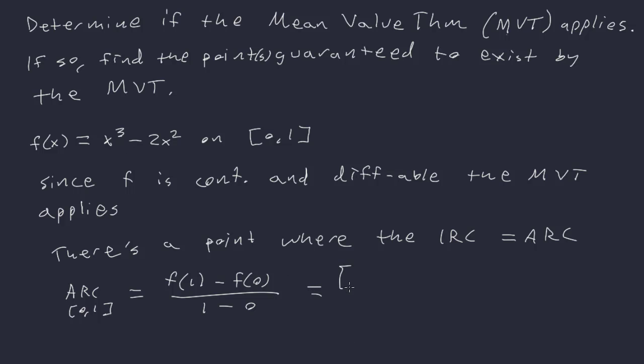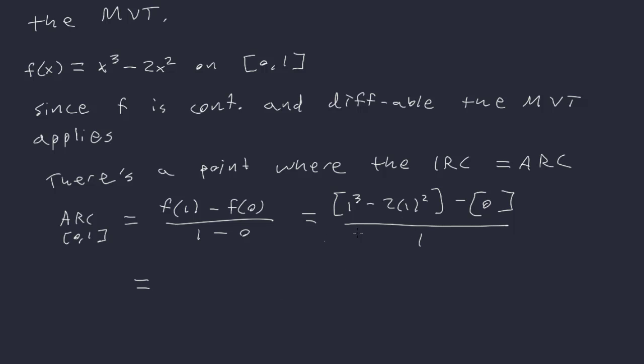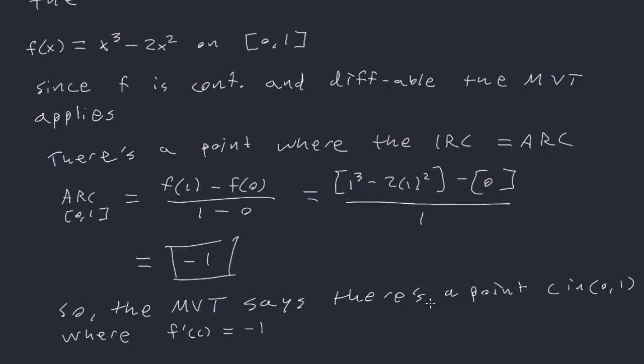Okay, so when we plug in the 1, that's going to be 1 cubed minus 2 times 1 squared. Then minus, well, plugging in 0, we just get 0. And this will be all over 1, so we can basically just ignore that. Then this comes out to just be 1 minus 2, which is negative 1. So the average rate of change over the interval is negative 1. So the mean value theorem says that there's a point C in the open interval 0 to 1 where f prime of C is equal to negative 1. So in other words, there's a point where the derivative is equal to negative 1, and there's at least one of them.